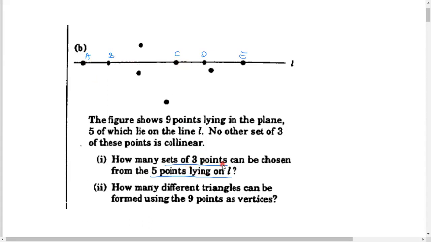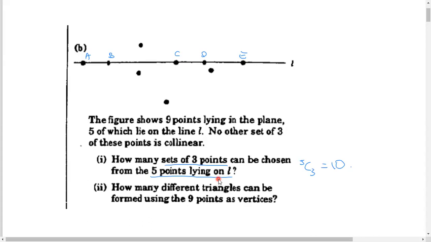So for the set of 3 points chosen from 5 points lying on L, it should be quite clear that order doesn't matter. And so this is a combination, not a permutation. 5 things, you're choosing 3. So colloquially, 5C3 is what we'd say. You can use your calculator to quickly get that as a number, which is just 10 ways. So there are 10 sets of 3 points when we're picking them out of those 5 points.